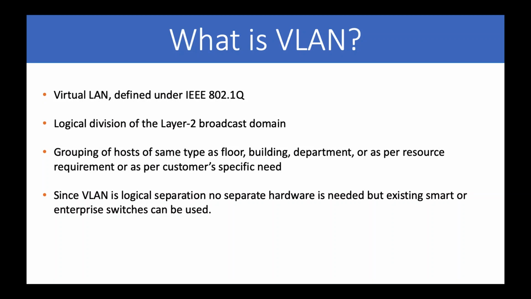So before we start, let's understand what a VLAN is. VLAN is short for Virtual Local Area Network. It can be used to logically divide a layer 2 broadcast domain into two separate domains. We can group the hosts by the floor that they are on, or the building that they are in, or the department that they work in, or by any other such resource that the customer wants.